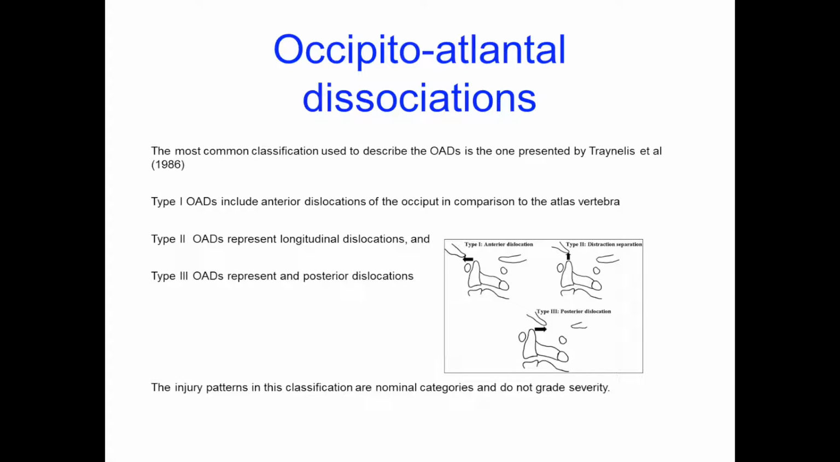So the next group of injuries are occipital atlantal dislocations. The most common classification used for these injuries is the one presented by Traynelis in 1986. His is a directional classification where he classifies type 1 dissociations as anterior, type 2 as longitudinal dislocations or dissociations, and type 3 as posterior. These injury patterns and classifications are nominal categories and they don't really grade the severity for us. They don't guide the treatment either.